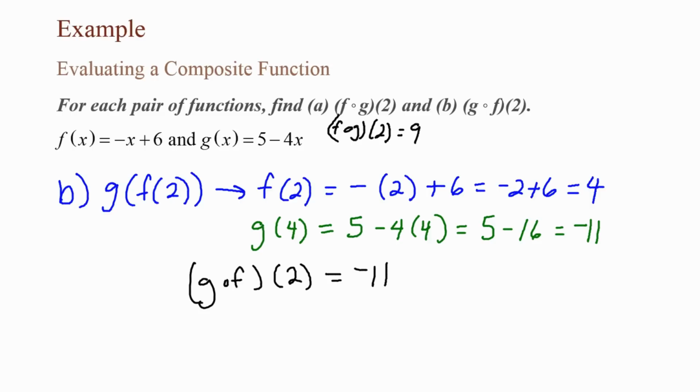So even though we used the same value as our input, 2, f of g of 2 gave us 9, and g of f of 2 gave us negative 11.